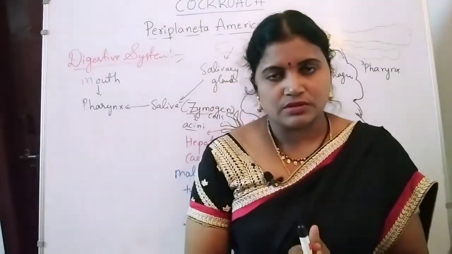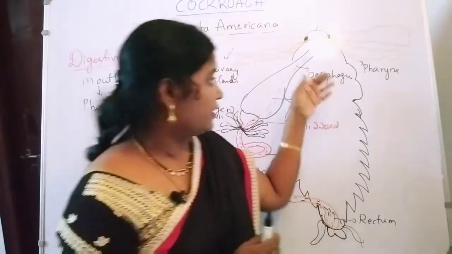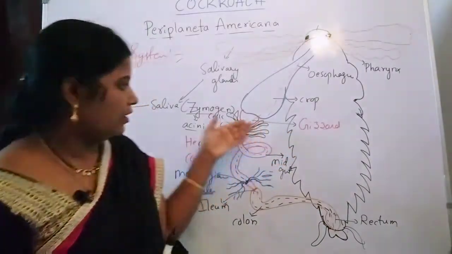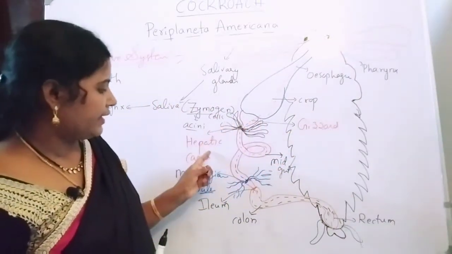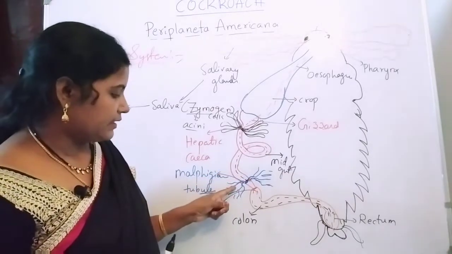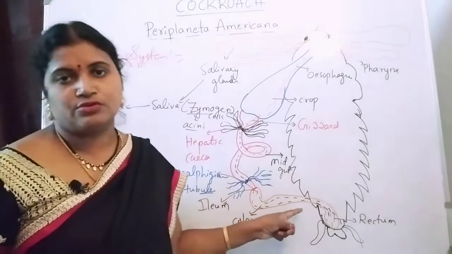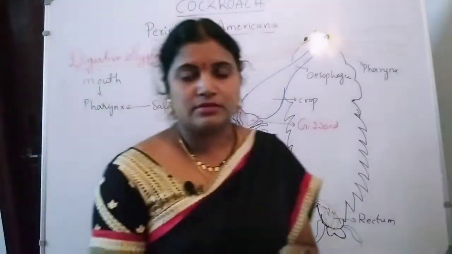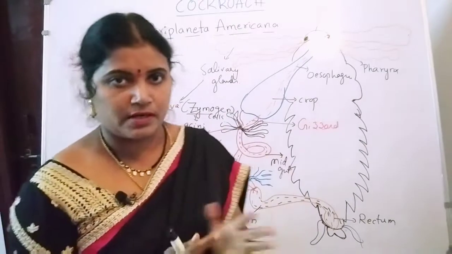So the digestive system mainly contains parts like mouth, pharynx, esophagus, crop, gizzard, and after the gizzard it contains the hepatic caeca, then midgut, in the middle it contains the malpighian tubules, then it ends with the hindgut. So here we are going to have different terminology for these parts also.